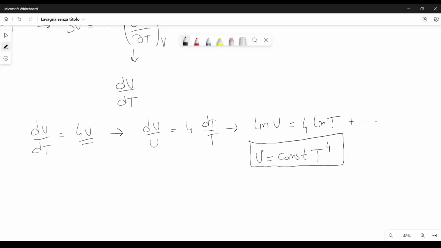So as you can see, we found the proportionality between the temperature to the fourth power and the energy density of radiation, which is something that can be found in other ways by considering light being made of discrete units. And in that case, this constant here could be calculated. But as you can see from this method, it is not really possible to determine the value of this constant. You just get the proportionality between temperature to the fourth power and U.